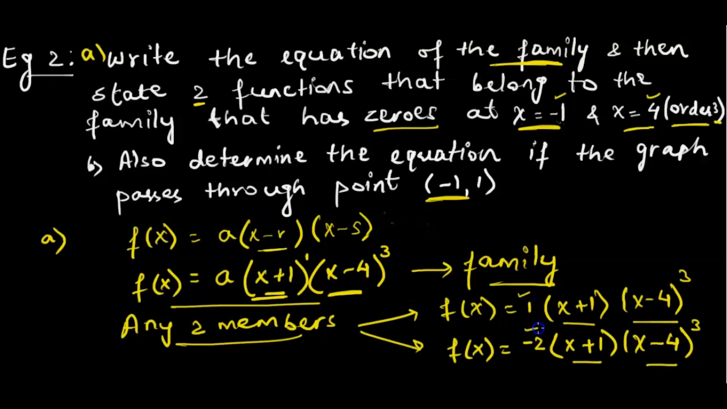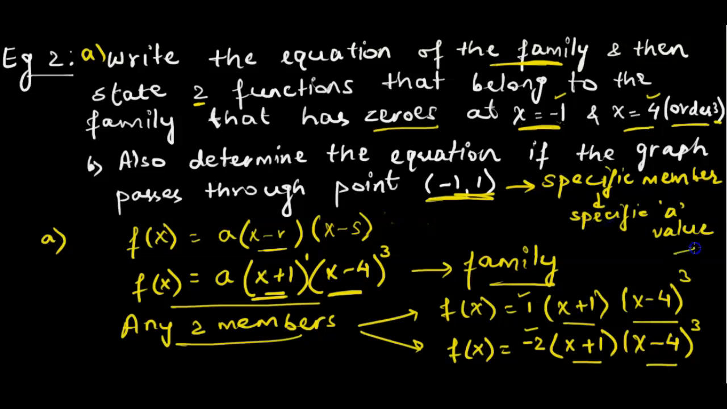Why are they called different members? Because they have different A values. So this completes our part A. Next, they want you to determine the equation of the graph that passes through this point. Now, when they give you a point, they want you to find a specific member. Specific member means a specific A value.